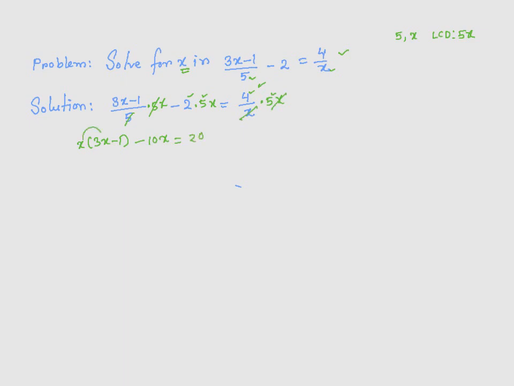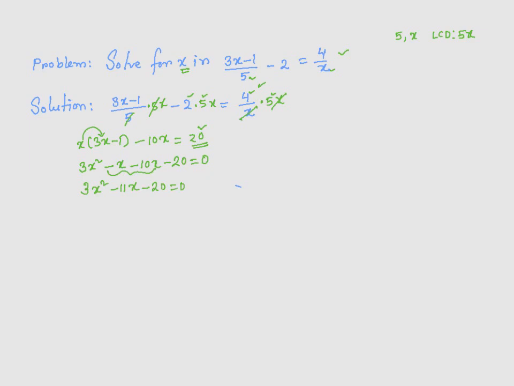Now use the distributive property. That's going to give me 3x squared, because x times 3x is 3x squared, minus x, minus 10x. Now if I bring this 20 to the left, it's positive on the right, so if I bring it to the left, there's going to be negative on the left. So on the right I will have 0. So it's going to be 3x squared minus 11x, these two, minus 20 is equal to 0.